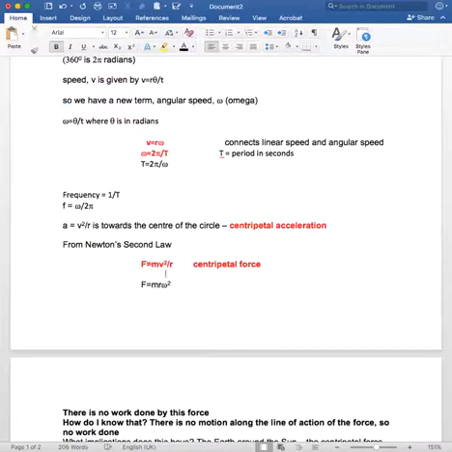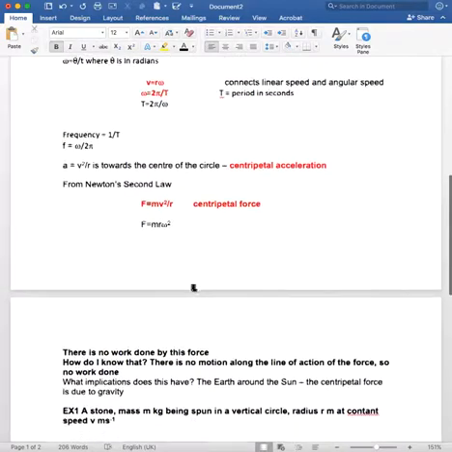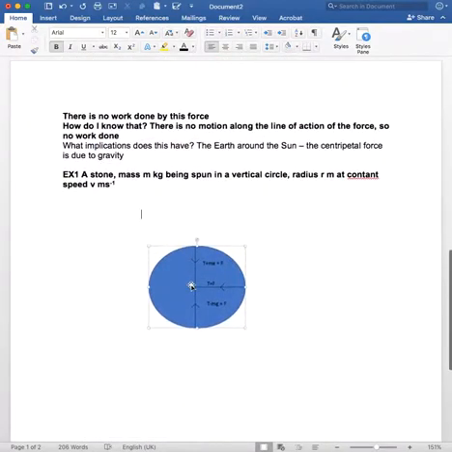Now look at this. M is a constant, v we have defined as a constant, r is a constant, so F has to be a constant, right? So T plus mg equals F, T minus mg equals F, m, g, F are constants, so T must be changing, right? T must be changing as the stone goes around the circle now.